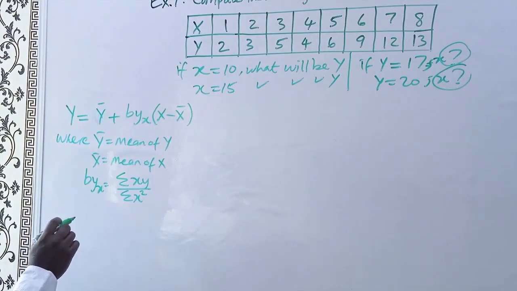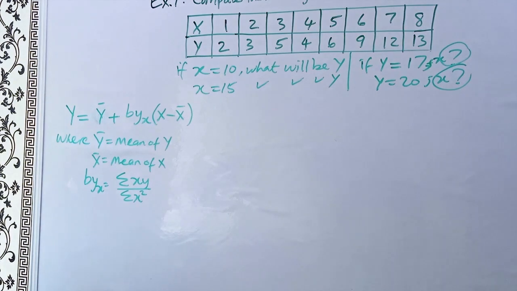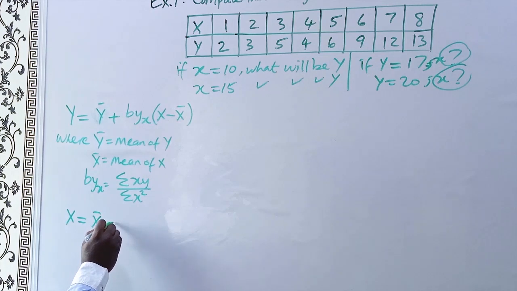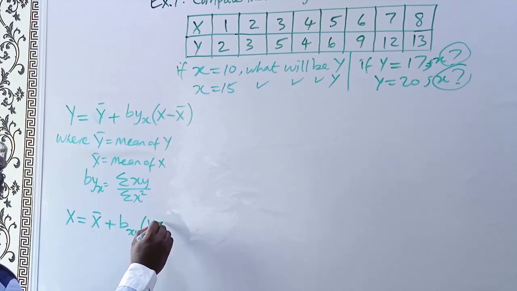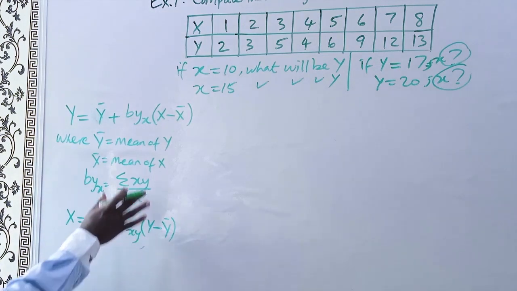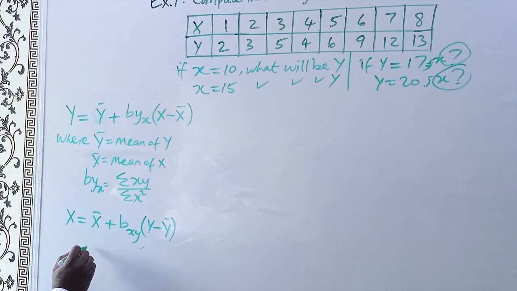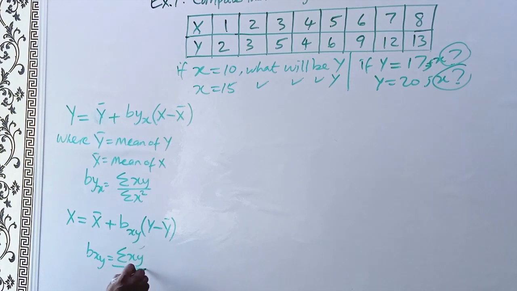All right, and if we want to find x where y is given, the regression equation will be x is equal to x bar plus b x on y, into y minus y bar. The values are the same, the only thing that changes is that b x on y is going to be summation of xy all over summation of y squared.